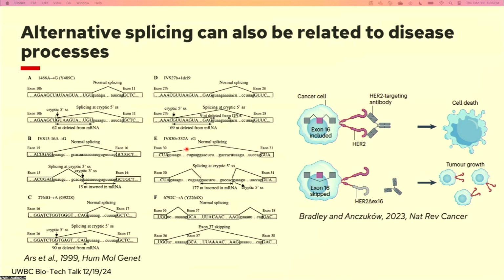Alternative splicing can also be used to subvert therapeutics in some instances. So for example, this is a cancer cell, a HER2 positive cancer cell, where alternative exon splicing results in a different functional protein that is not recognized by targeting antibodies, which can lead to tumor growth and resistance to different therapies.